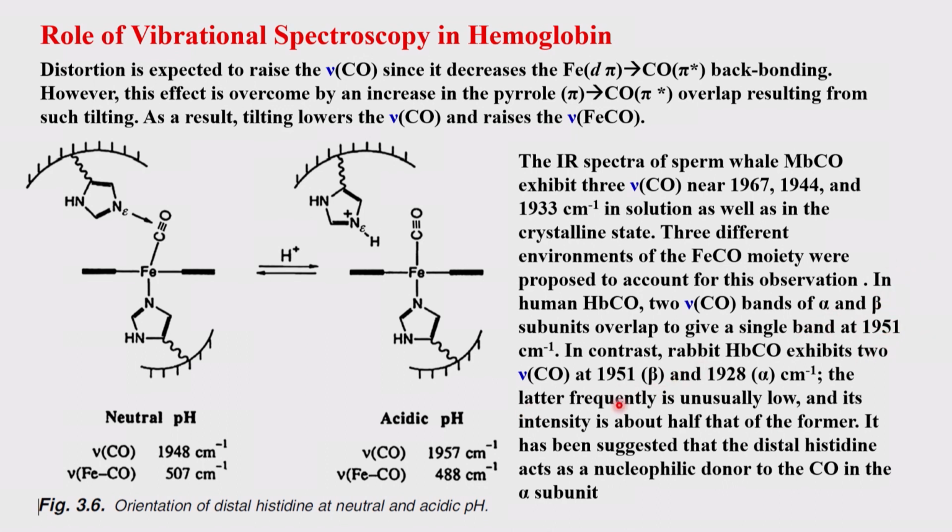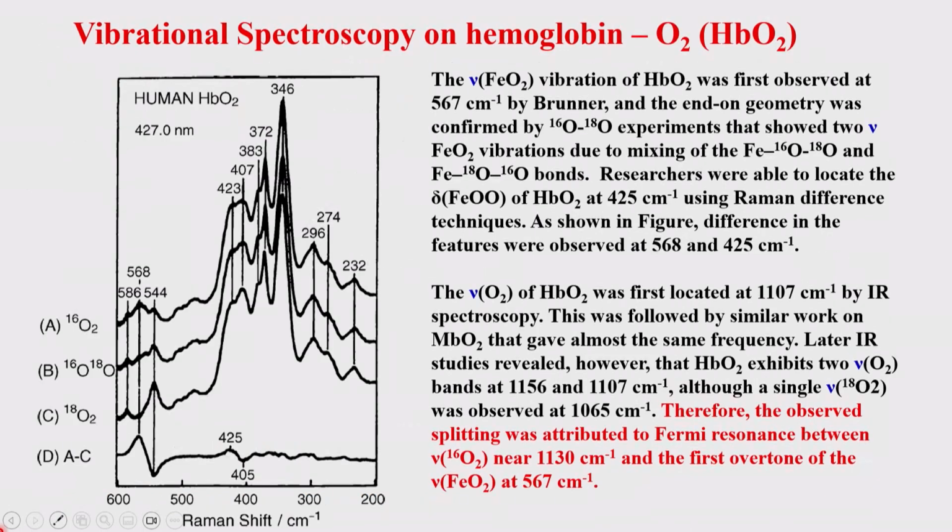Whereas in the rabbit case it is 1951 and 1928, and that means in the case of the alpha, there is a strong influence of this particular moiety of the imidazole nitrogen acting like a nucleophile, but not so much in the case of the beta unit. So little influences in the structural features, the secondary structural features of proteins, can also be probed by infrared spectroscopy. That is the outcome of this. Okay, we looked at the CO.